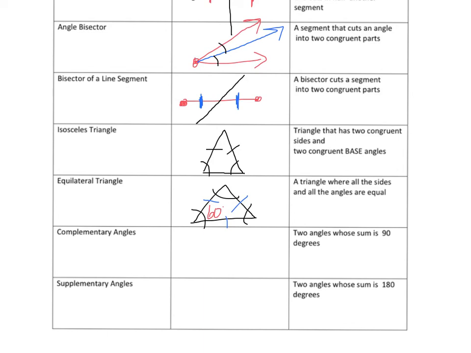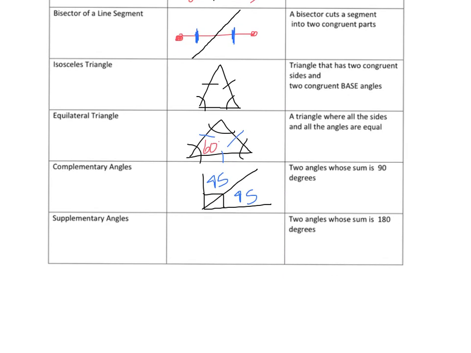The last two definitions, complementary angles, two angles that add up to 90 degrees. So this one might be 45, and that one might be 45, or they could potentially be 46 and 44. Either way, they have to add up to 90 degrees. And then in the last scenario, supplementary angles, two angles whose sum is 180 degrees. So I might tell you that this is 52 degrees, and that this other one would be 128 degrees. And those add up to 180.